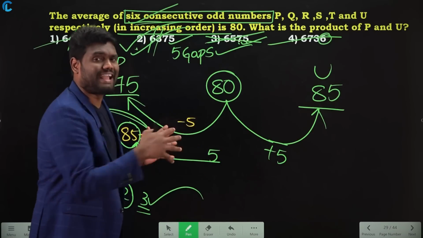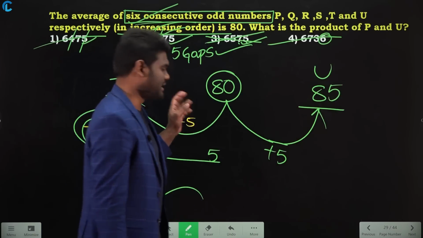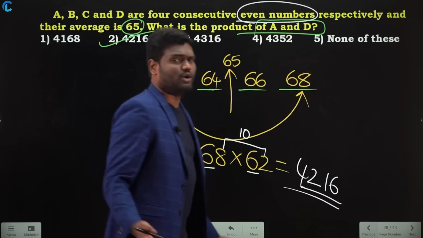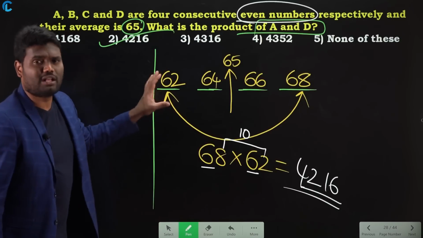Just use the concept of gaps. If you use the concept of gaps, then you can find the highest number and the lowest number. If you want the previous question also, you can do it in the same way. You will not do all this calculation. This is how I have told you, or else you can use the concept of gaps.